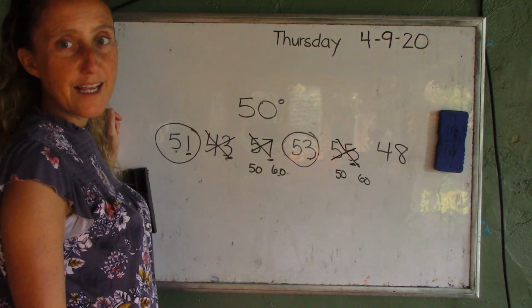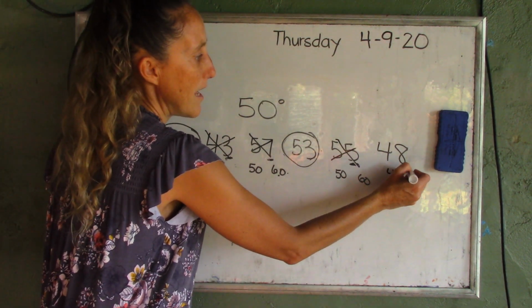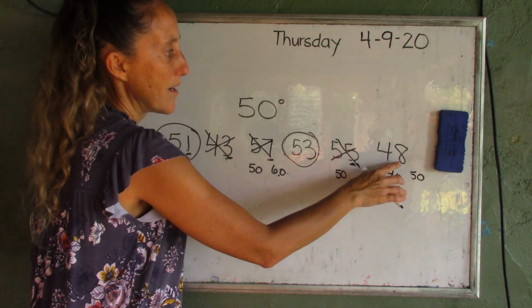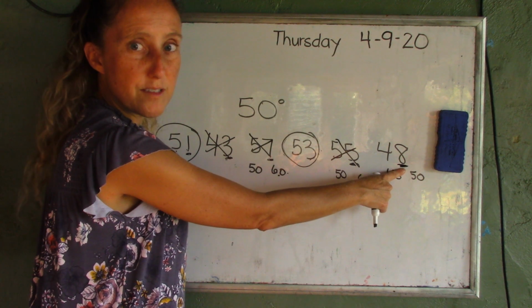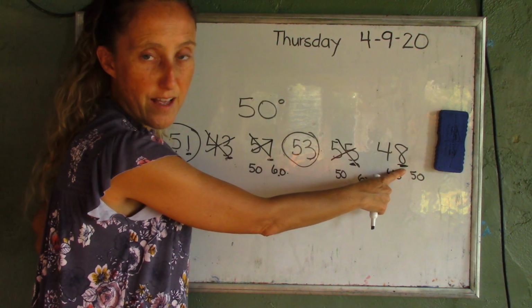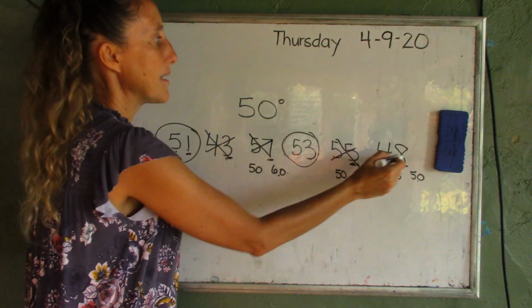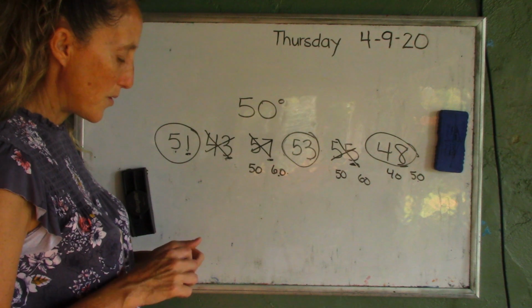How about 48? Woo, 48, last one. 48 is between 40 and 50, right? And we look at the second digit. Is it smaller than 4? No. Is it bigger than 5? Yes. So then we have to round up. And bingo! It would round up to 50. Woo! That's a good one.